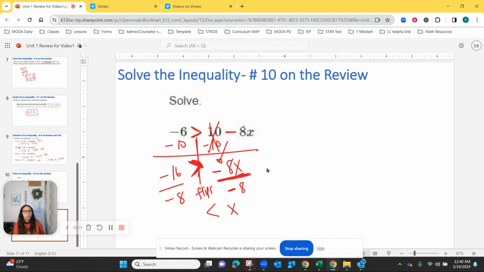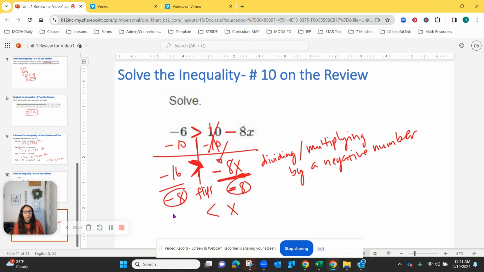So that's only when you are dividing or multiplying by a negative number. Okay, negative number. And we have a negative number there.